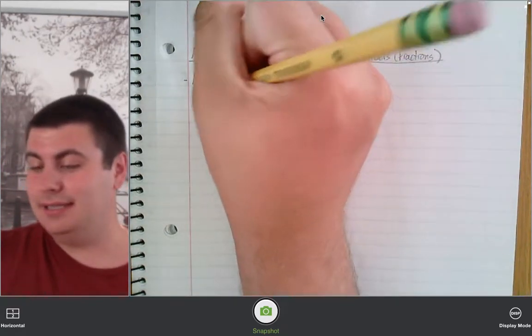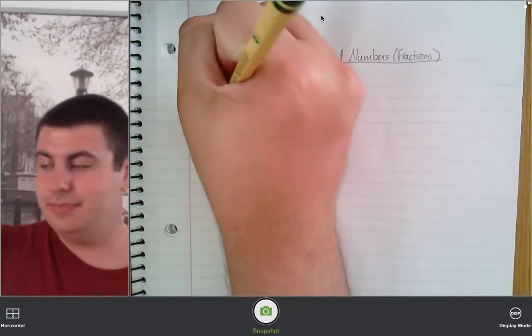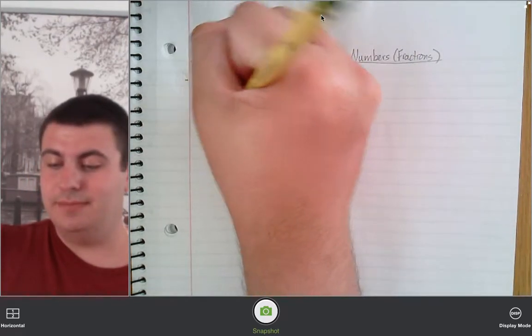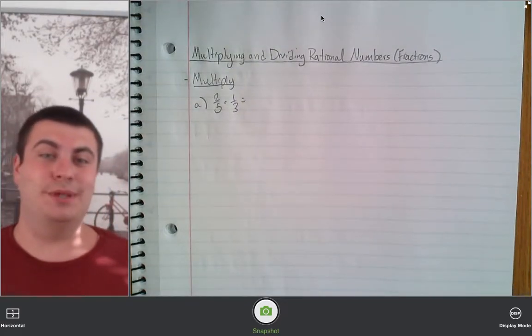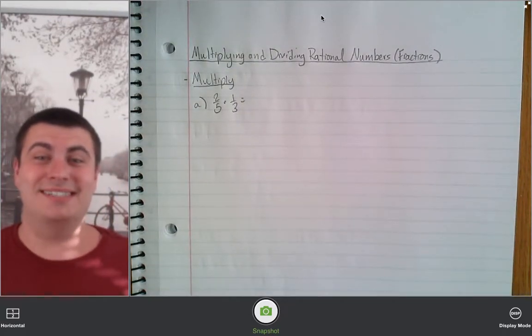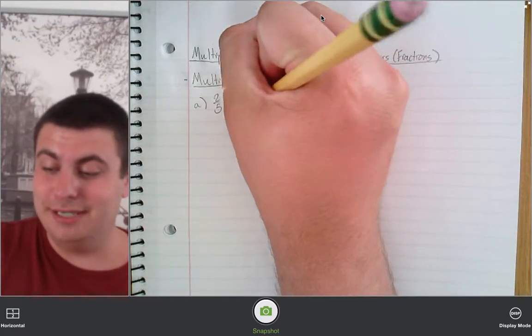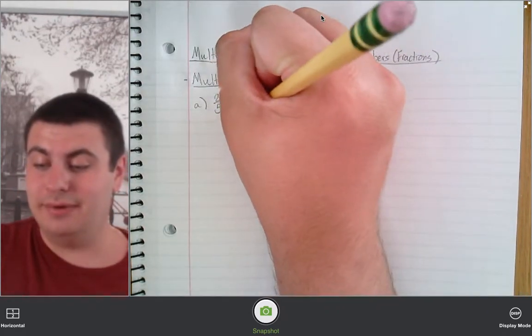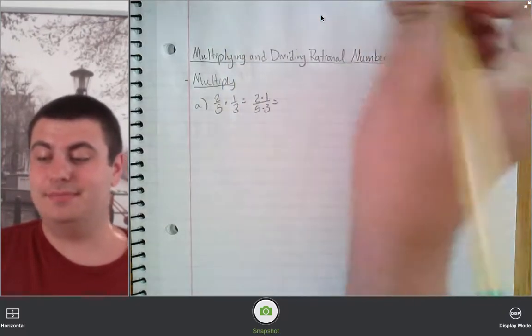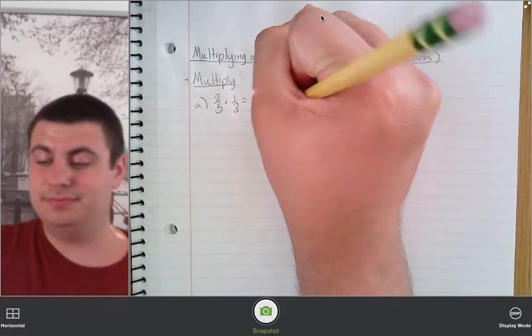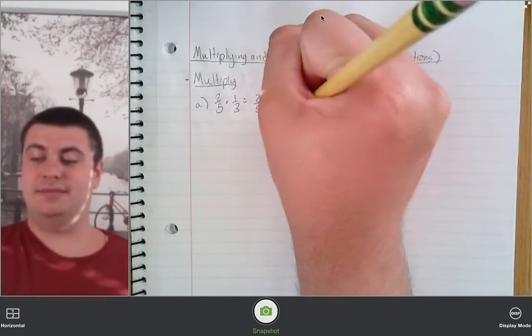Let's look at 2/5 times 1/3. If we look at 2/5 times 1/3, when it comes to multiplying fractions, it could not get any easier. We simply multiply the numerators and we multiply the denominators. So then we get 2/15.